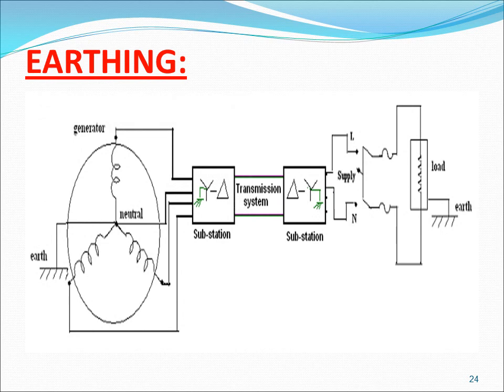Next we'll see what is earthing and why earthing is required. You have seen earthing everywhere in our homes. Why is earthing required? Ground potential is required everywhere because it will prevent electric shock. How does it prevent electric shock?